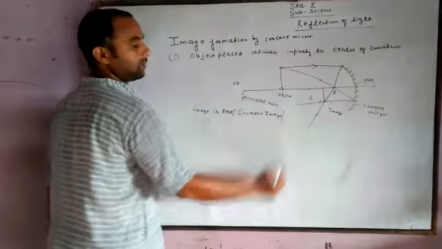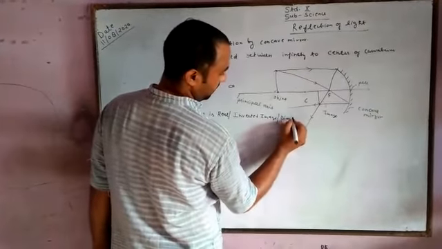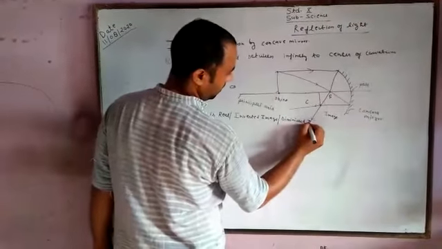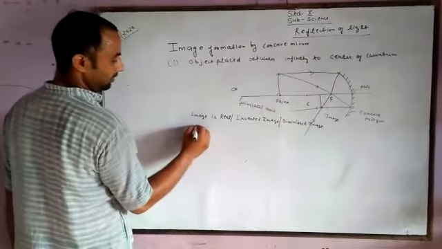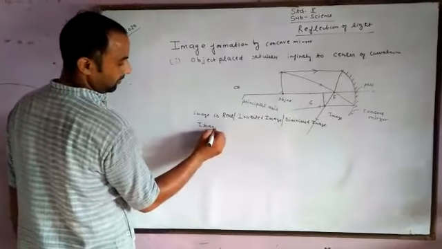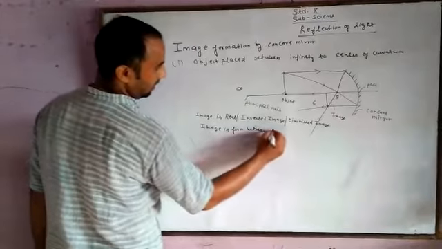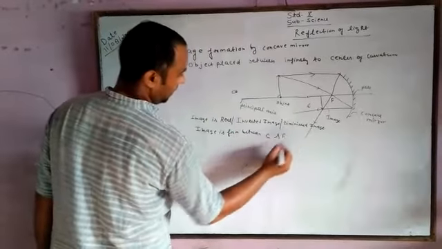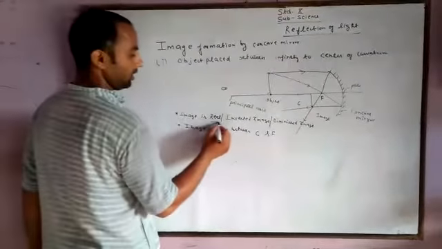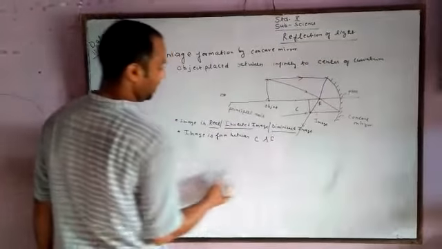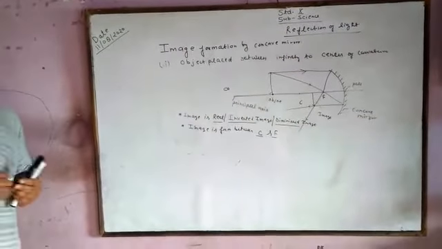The next point we have to remember about the image: diminished image. And where is it formed? The image is formed between C and F. So these points we have to remember: the image is real, inverted, diminished, and this image is formed between center of curvature and the focus. These are the basic principles we have to remember.